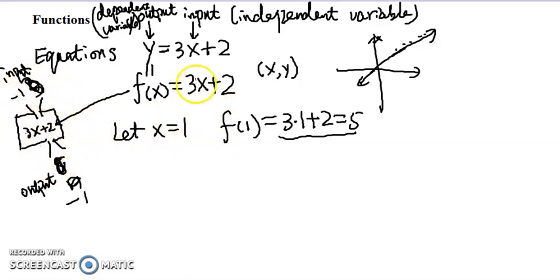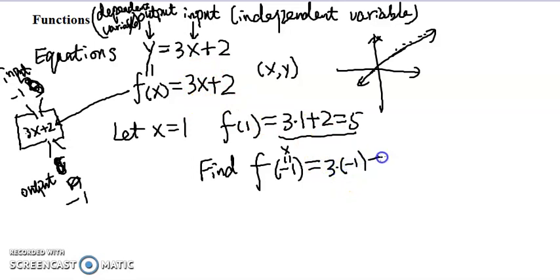You can think of the function as a vending machine. But when we do the work, say if someone asks you to find f of -1, what does this mean? It just means, remember, the number in the parentheses is the value for the input x. So this x would be -1, and we're going to replace that x with -1.